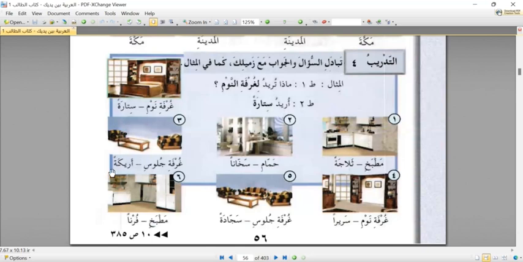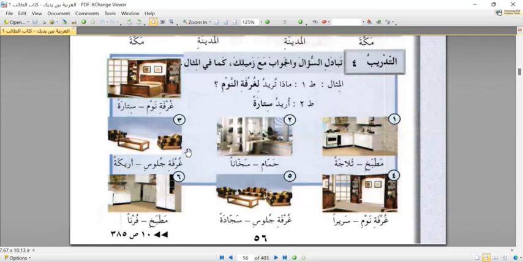The next one. ماذا تريد لغرفة الجلوس؟ What do you want for the sitting room? غرفة الجلوس, the sitting room. So I want to say I want a couch. How do I say that? نعم. أريد أريكة. I want a couch. بارك الله فيك.